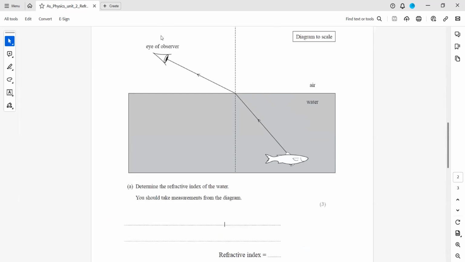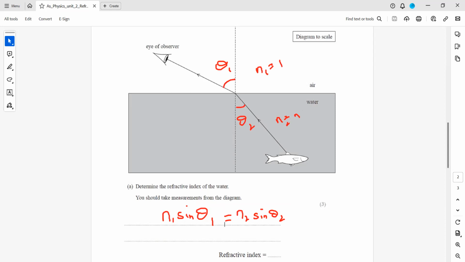According to Snell's law, n1 sine theta 1 equals n2 sine theta 2. So n1 is the refractive index of the first medium, n2 is the refractive index of the second medium, theta 1 is the angle in the first medium, and theta 2 is the angle in the second medium.